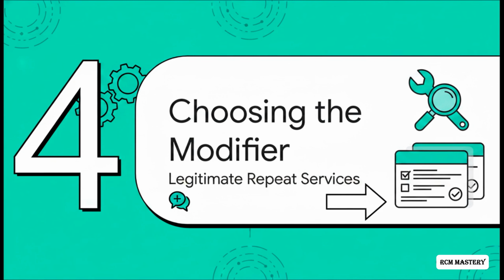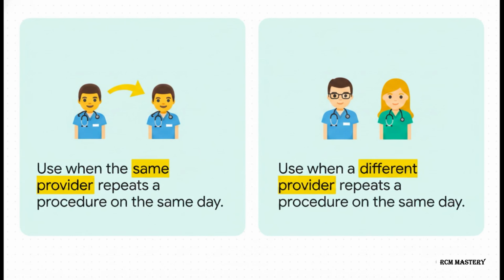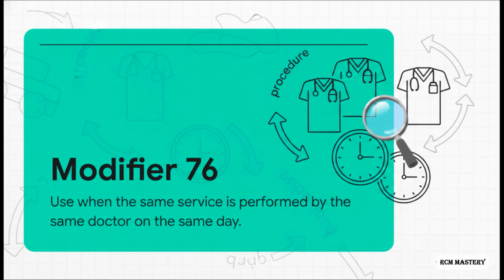Okay, so let's say your investigation shows that, yes, the service was genuinely performed twice. This is where modifiers become your best friend. They are literally the tool you use to communicate the why to the payer. Now, you've got two main options here, but choosing the wrong one can just lead you right back to another denial. So the big question is, do you need modifier 76 or do you need modifier 77? And believe it or not, the difference is super simple. It all comes down to one single question. Who performed the repeat service? If it was the same physician who did it the first time, you're going to use modifier 76. If it was a different physician, you're going to use modifier 77. That's it.